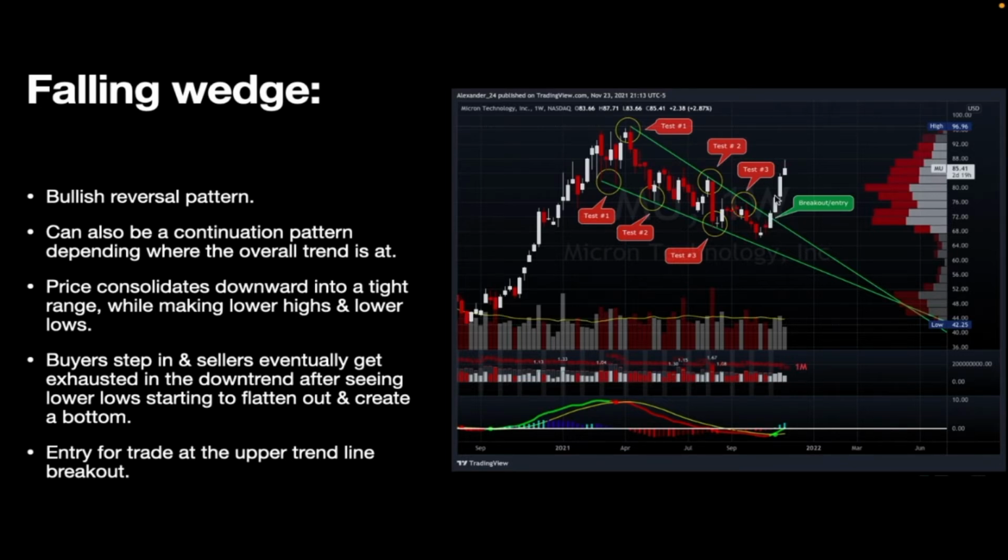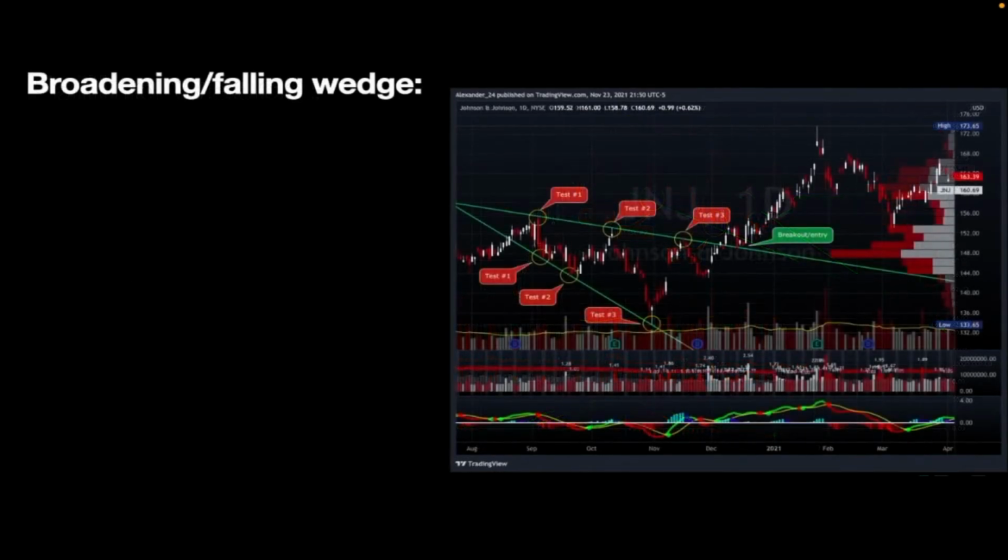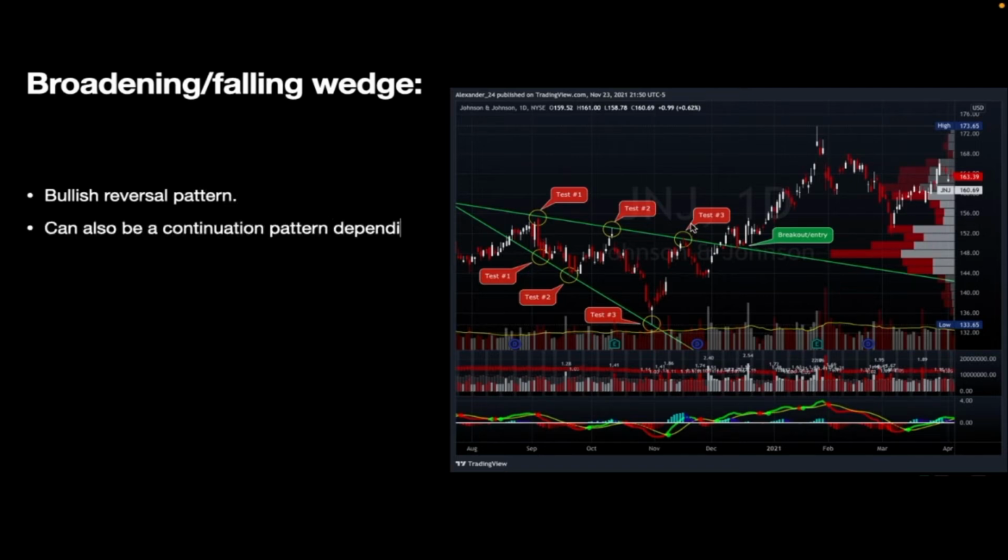And this is a falling wedge bullish pattern. Alright, and this is a broadening falling wedge, also a bullish pattern. This would be considered a bullish reversal pattern, this specific example. But it can also be a continuation pattern depending where the overall trend is at.